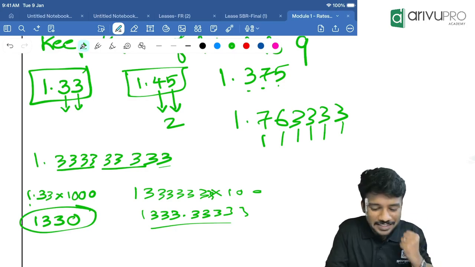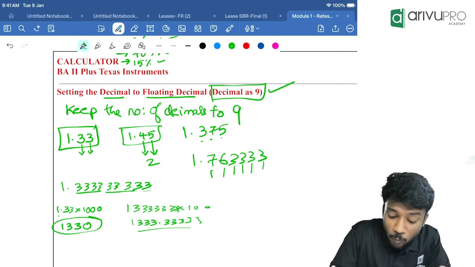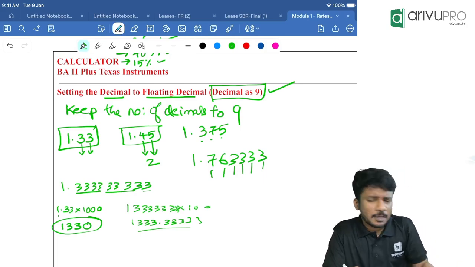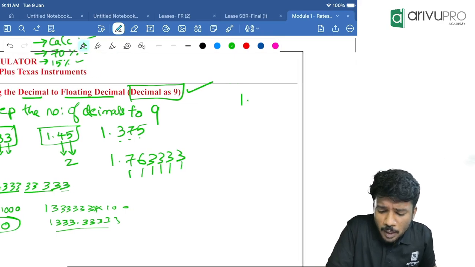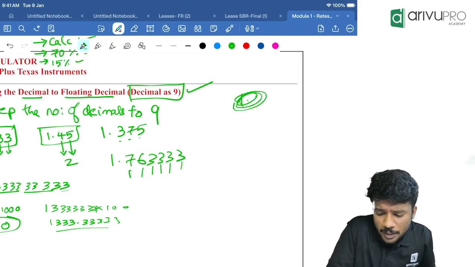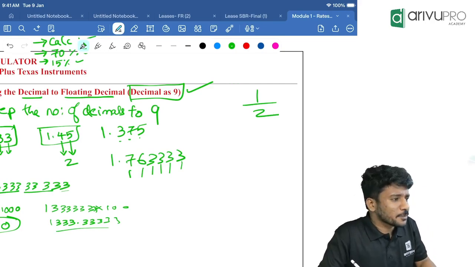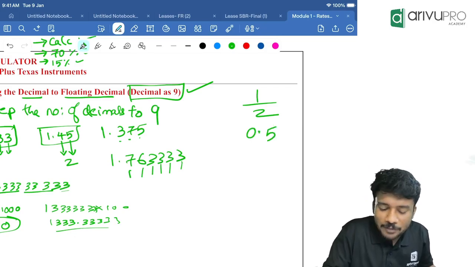So we should always keep what? The decimal points towards how much? 9. Then why 9? Because 9 is the decimal point we are keeping in our calculator. So if the question is like 1 divided by 2, everyone knows 1 by 2 is half, 0.5. So you will get 0.5 itself in the calculator.